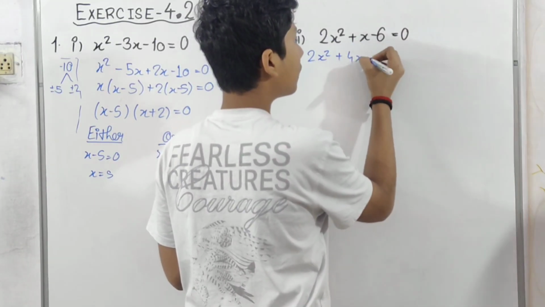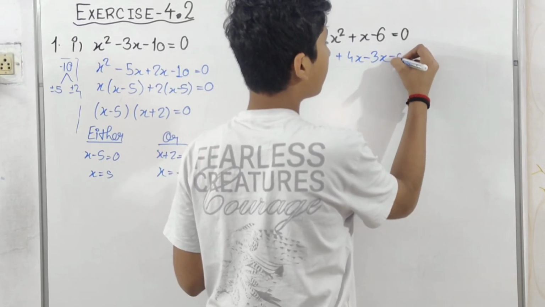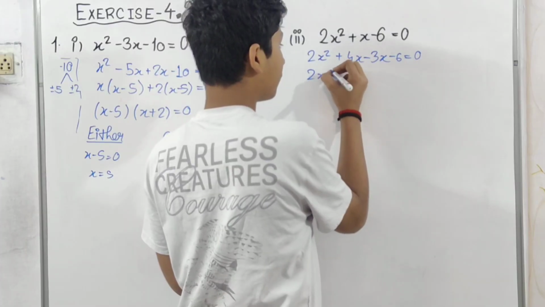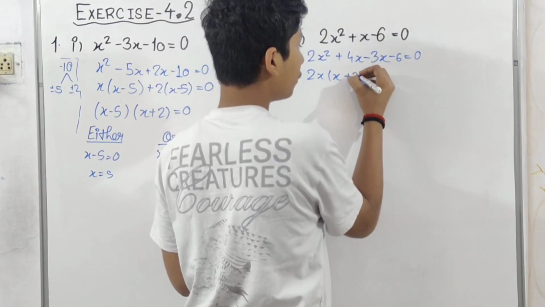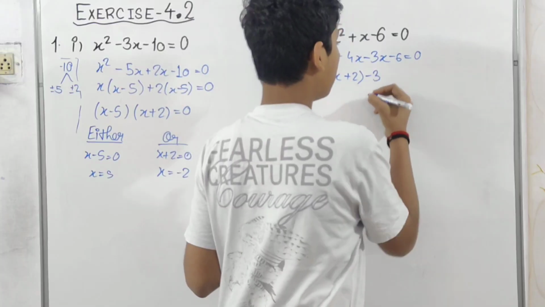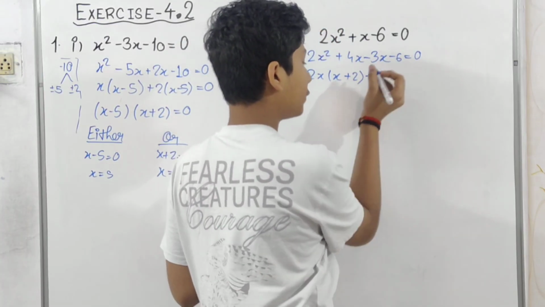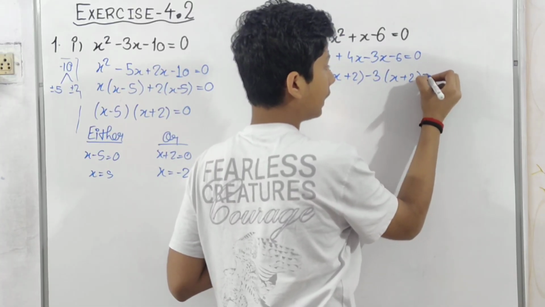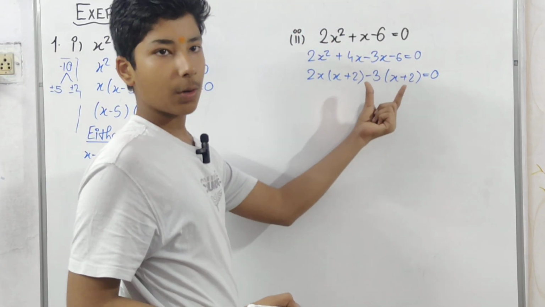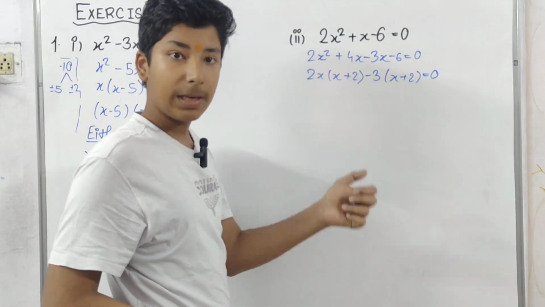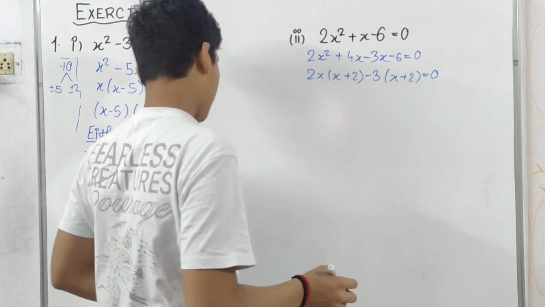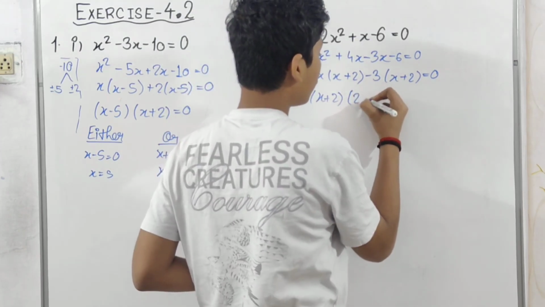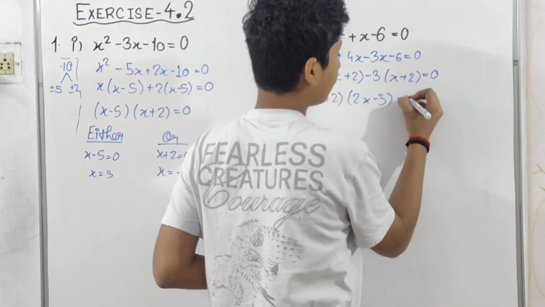Plus 4x minus 3x minus 6 equals 0. Okay. Now we'll take 2x common. So it will be x plus 2, and in the bracket it will be x plus 2. Now we'll take minus 3 common. So it will again become x plus 2 equal to 0. Now if we take this bracket common, the other thing left will be 2x minus 3. So x plus 2 into 2x minus 3 equal to 0.